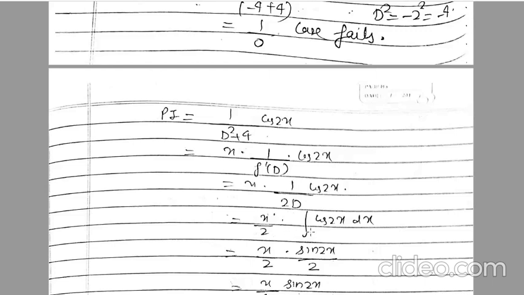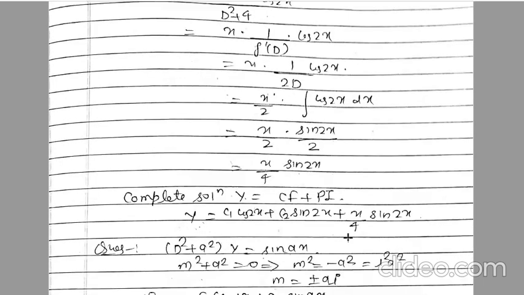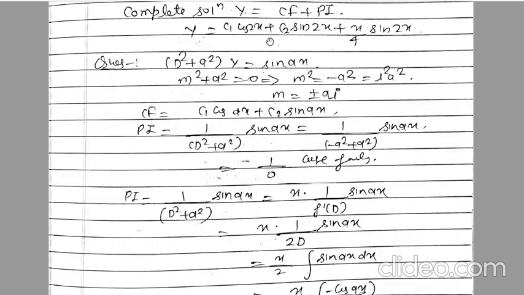So capital D means d upon dx. So d upon dx means differentiation, and 1 by D means integration. So when we see 1 by D, we will just integrate this part. So cos 2x integration is sin 2x upon 2. So x by 4 sin 2x. So the solution will be CF plus PI. So CF plus your PI is x by 4 sin 2x. Right? There is another example: D square plus a square, y is equal to sin ax.